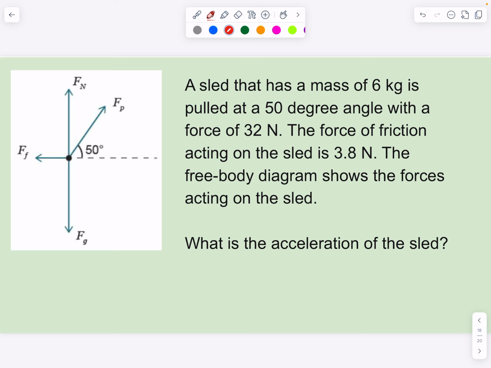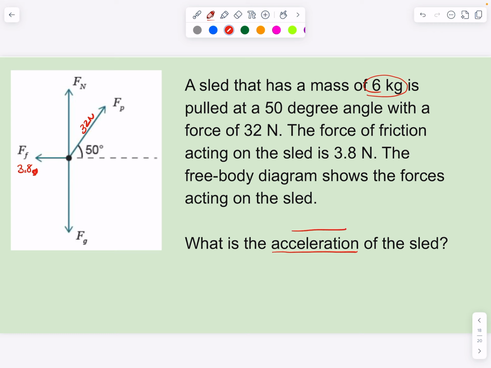It says a sled that has a mass of 6 kilograms is being pulled at a 50-degree angle with a force of 32 newtons. So this angle here is 32 newtons this way. All right. The friction force acting on it is 3.8 newtons of friction force there. The free body diagram is there. What's the acceleration of the sled?